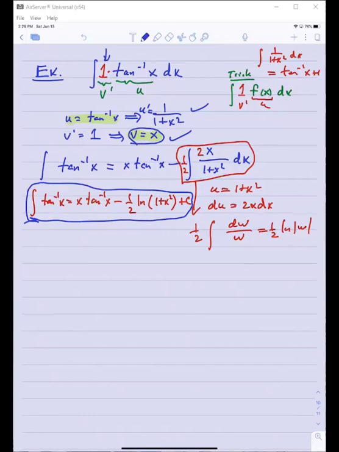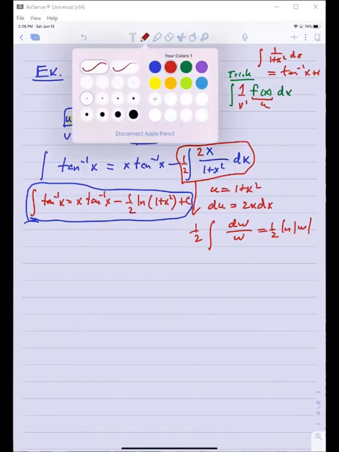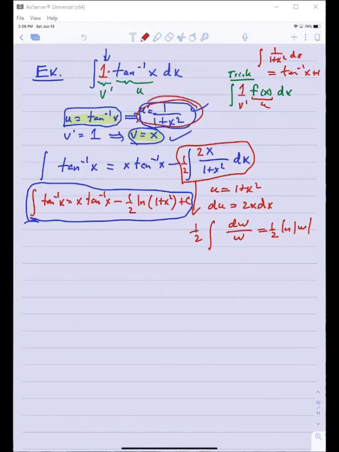The u prime made the tan inverse function disappear. It became this 1 over 1 plus x squared. The combination of that 1 over 1 plus x squared with the x gave me something that I can integrate. Actually ended up being a 1 over w form.